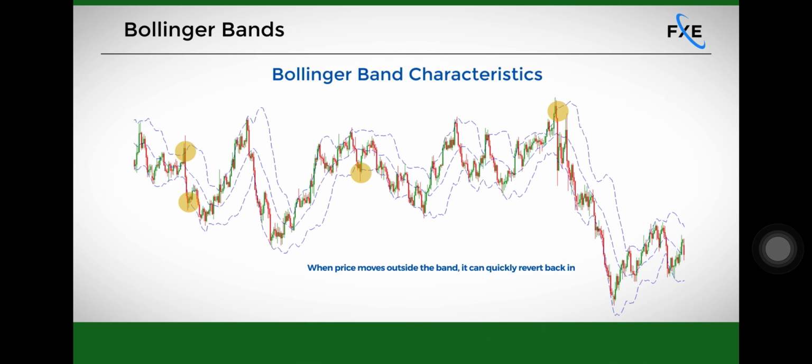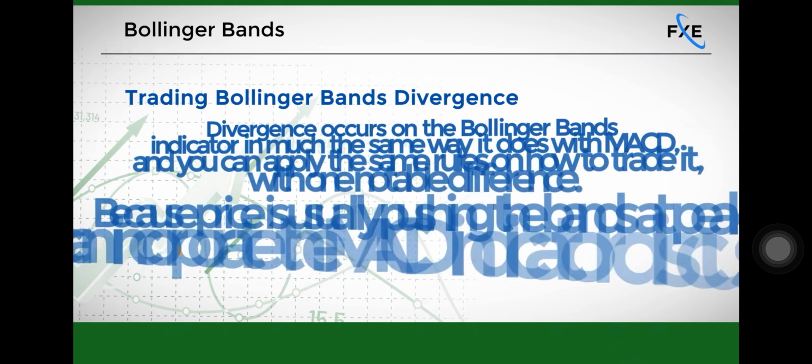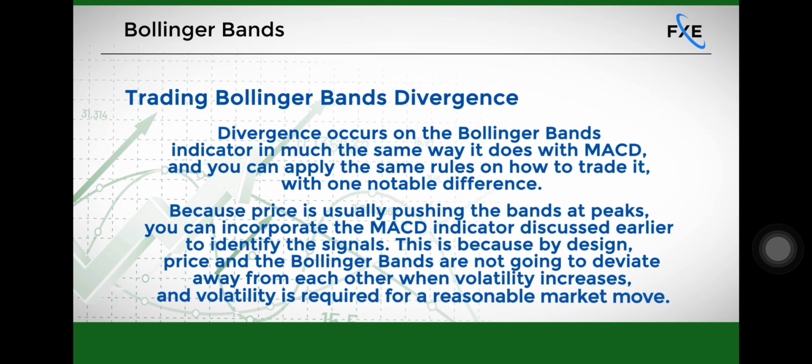Let's now look at trading Bollinger Bands divergence. Divergence occurs in the Bollinger Bands indicator in much the same way it does with MACD, and you can apply the same rules on how to trade it, with one notable difference.